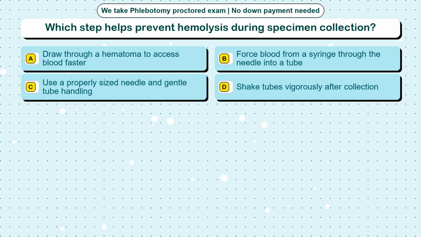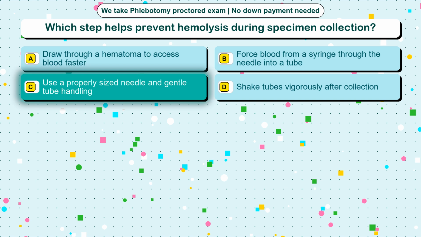Question 16. Which step helps prevent hemolysis during specimen collection? Option A. Draw through a hematoma to access blood faster. Option B. Force blood from a syringe through the needle into a tube. Option C. Use a properly sized needle and gentle tube handling. Option D. Shake tubes vigorously after collection. The correct answer is option C.